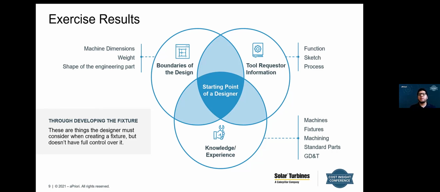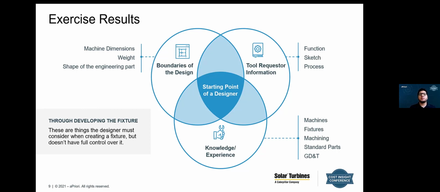The second thing that we found is the boundaries of the design. These are natural limits that the designer will need to work with to create the fixture. We are talking about, for example, machine dimensions. You cannot exceed the dimensions. And for example, the weight: if the fixture is overweight, we are not able to use it to accomplish its purpose. And of course, if this fixture is interacting with the shape of the engineering part, we are not able to modify the engineering part. The designer needs to adapt the design to it.